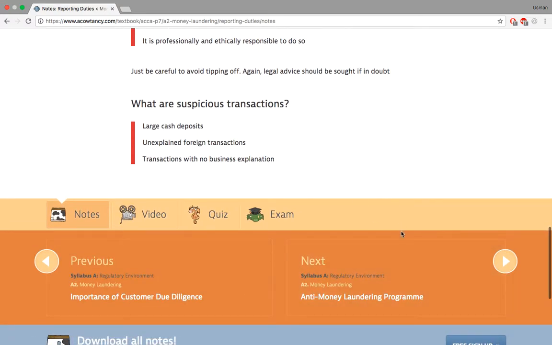All right. Okay, what are the suspicious transactions? Large cash deposits suddenly coming in. You're selling a thing for $100, $120, and suddenly you sell a thing for $1 million. And you're like, what? How? Where's that money coming from?